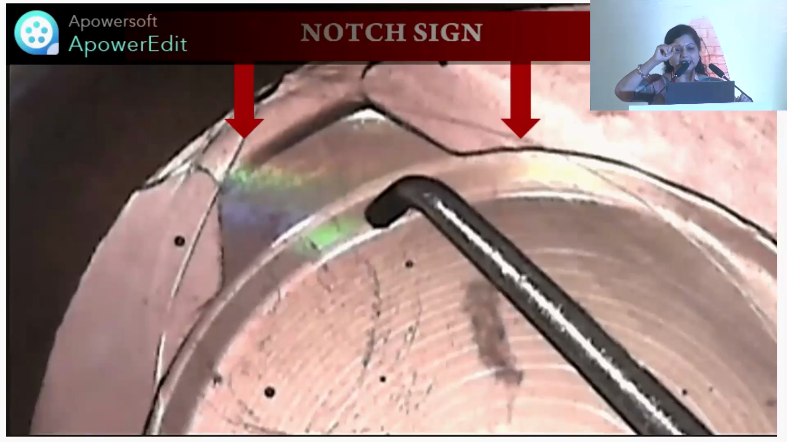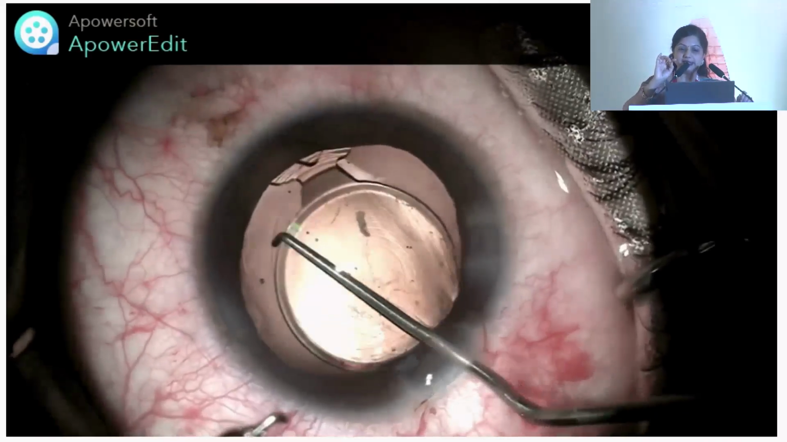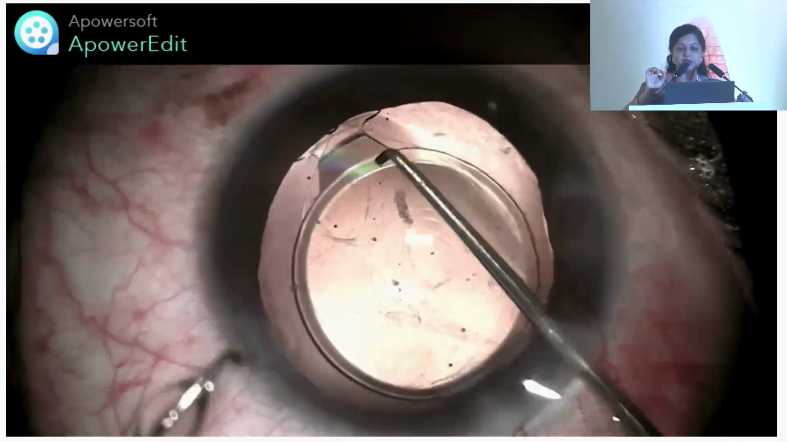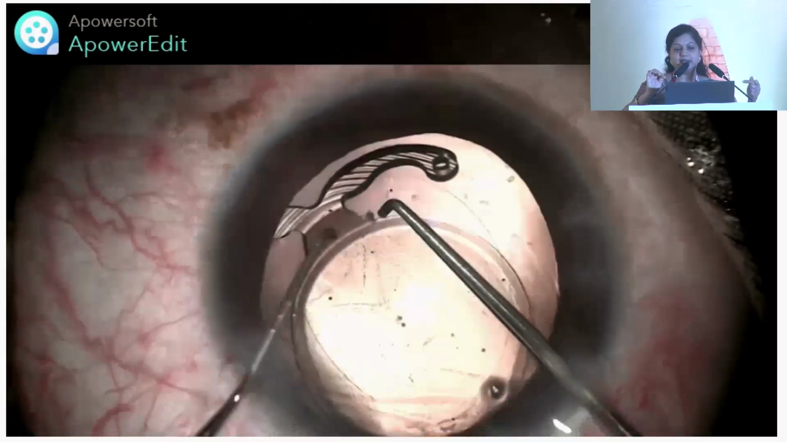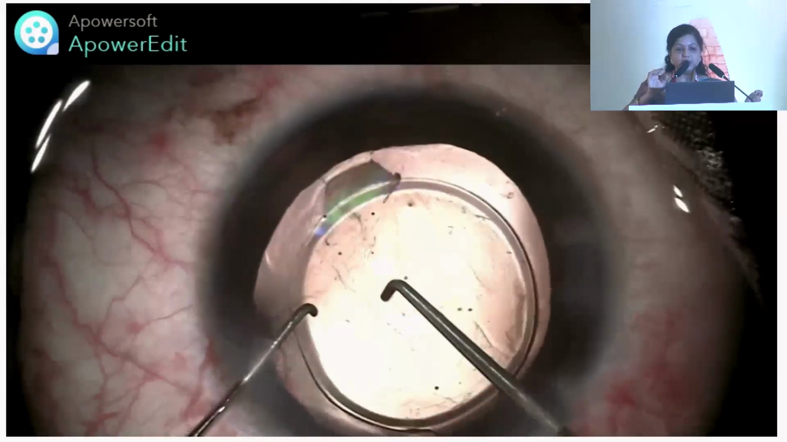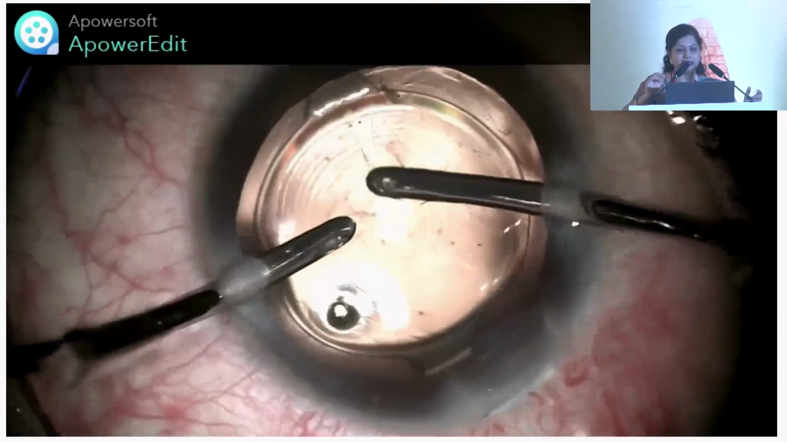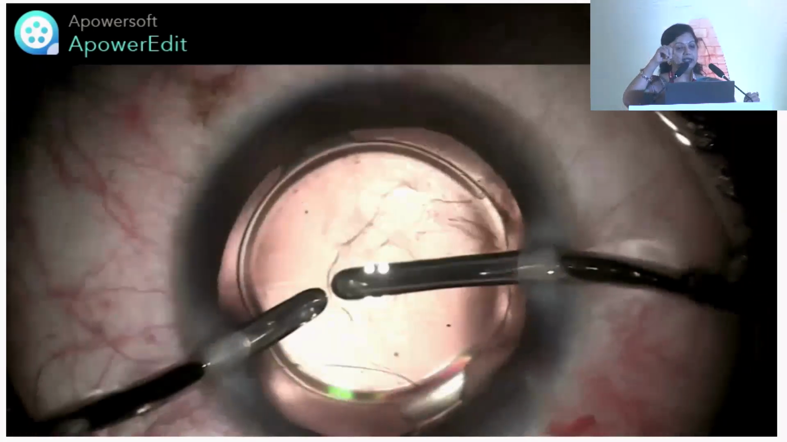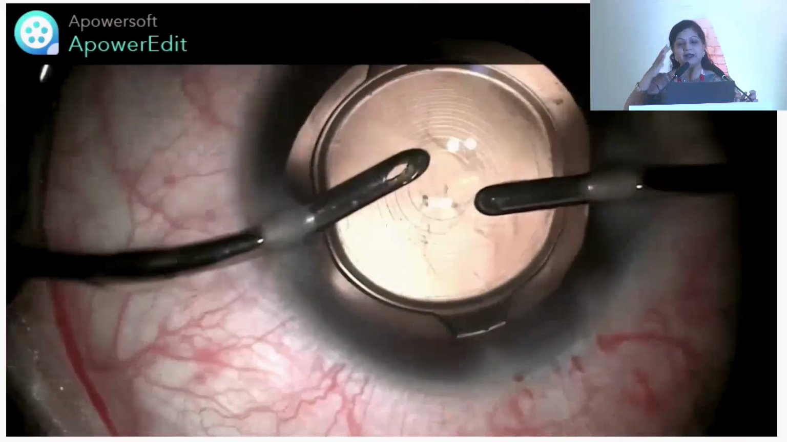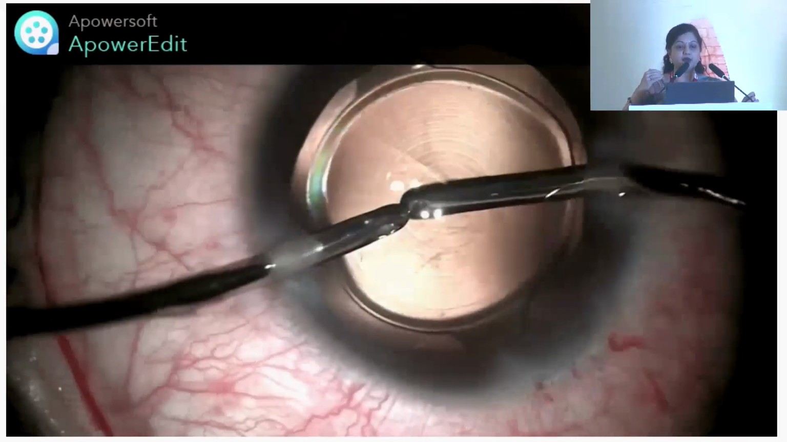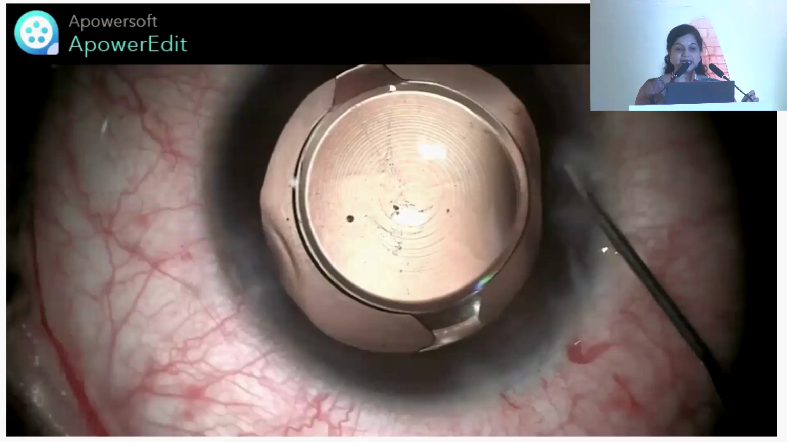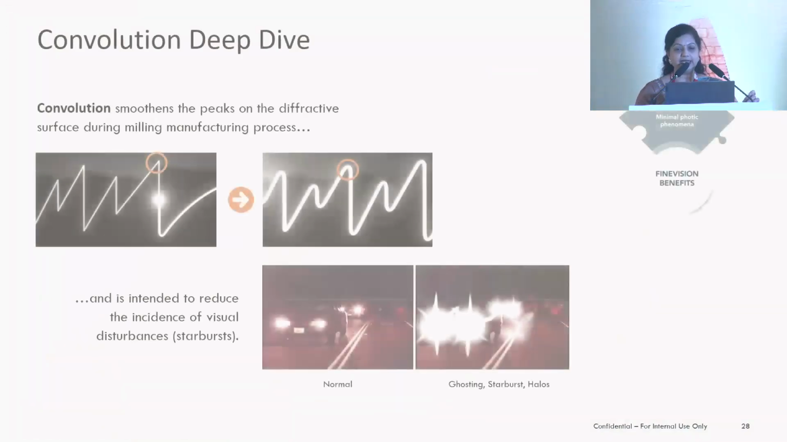Here you can see that there is a notch, which means that one of the haptics is outside. So very nicely with the left hand, you can use a Sinskey hook and gently tuck it underneath the capsular margin. You can see the diffractive rings on the surface, and because the length is almost 11.4 millimeters, it's extremely stable with hardly any decentration.